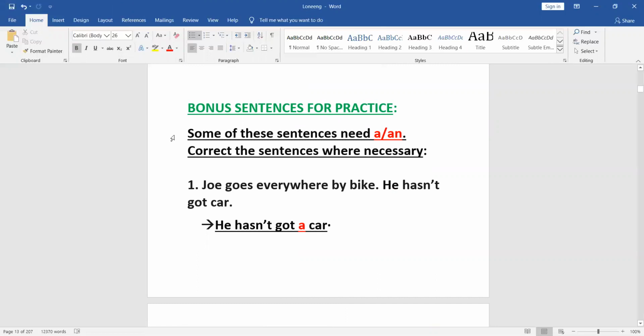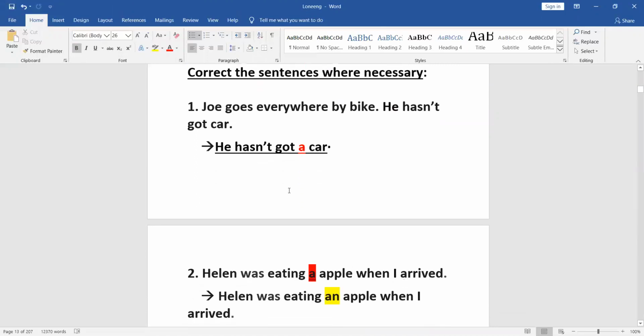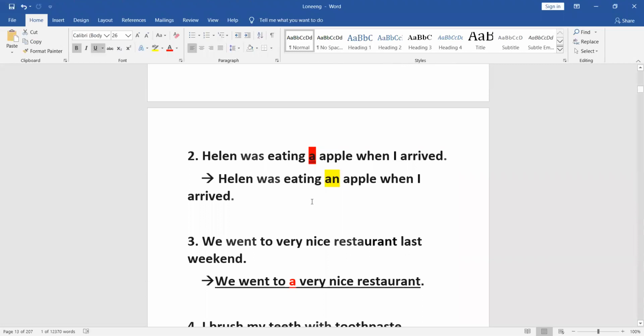So the first example is, some of these sentences need a or an. For example, the first one: Joe goes everywhere by bike. He hasn't got a car. So your answer will be, he hasn't got a car. You just can't say, he hasn't got car. You have to say a car and mention he doesn't even have one car. That's what it means. He's got a bike only.